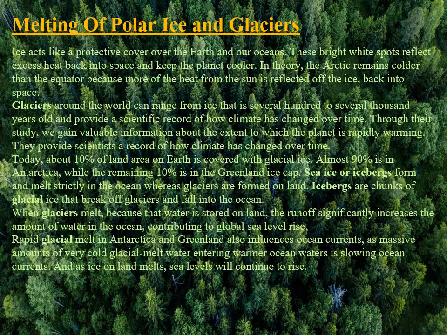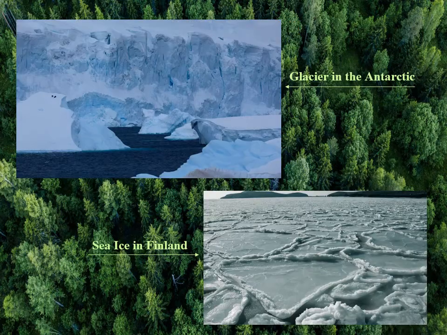The rapid glacial melt in Antarctica and Greenland also influences the ocean currents, as massive amounts of very cold glacial meltwater entering warmer waters is slowing ocean currents. And as ice on land melts, sea level will continue to rise. Here you can see the glaciers in the Antarctic and sea ice in Finland.